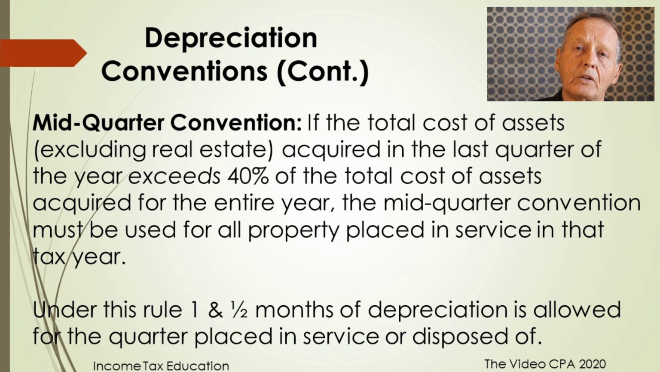The mid-quarter convention. So what the mid-quarter convention basically says is, if you purchase assets in the final quarter of the year, the final 3 months of the year, and those assets exceed 40% of the total assets that you've received and purchased during the year, well, then you've got to use the mid-quarter convention. And what the mid-quarter convention basically says is that for that quarter that you put it into service, you're only going to get half of the quarter, 1.5 months.